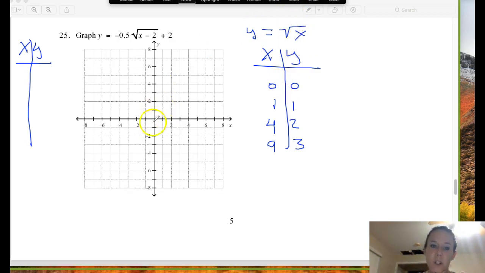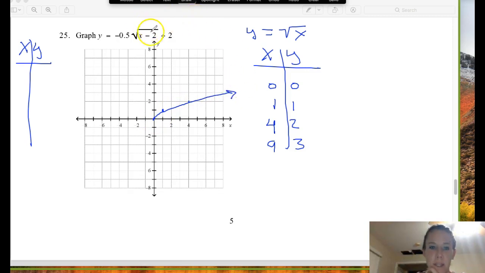So my parent function, I'm going to graph 0, 0, over 1, up 1, over 4, up 2, over 9, up 3. I'm off the graph a little. Here's my parent function, and I'm going to graph it in blue just so we have something to work with.